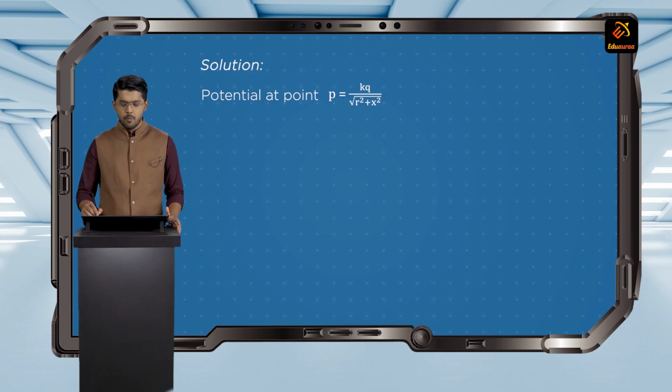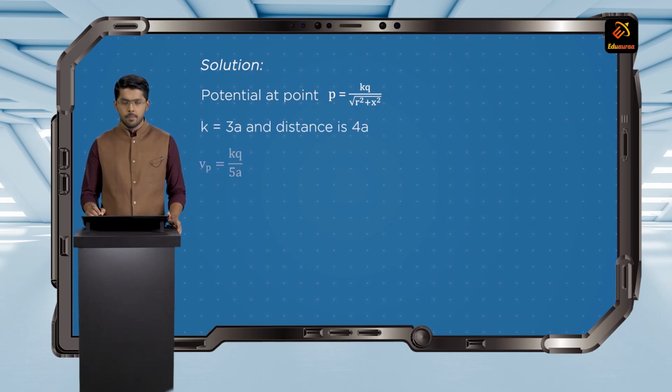So let's try to write the potential difference at these 2 points. Let's call them P, which is at a distance 4a, and let's call the center C. The potential at P will be equal to kq upon root of r square plus x square. In this case, the radius r is equal to 3a and the distance is 4a. So Vp comes out to be kq by 5a. Also, the potential at the center will simply be equal to kq by the radius, which comes out to be kq by 3a.